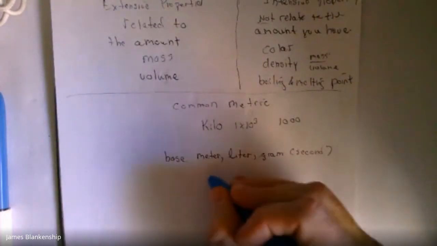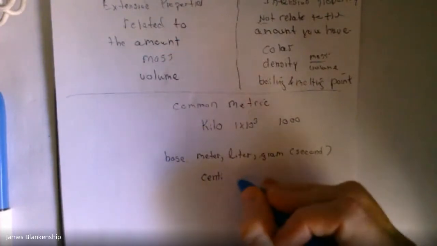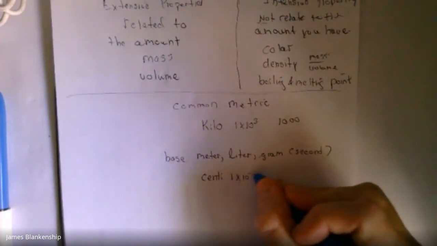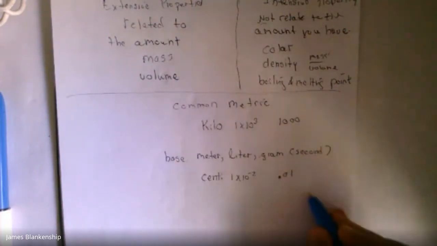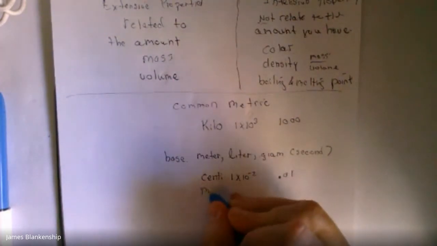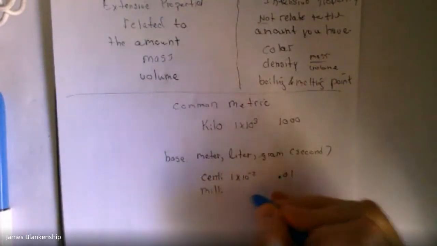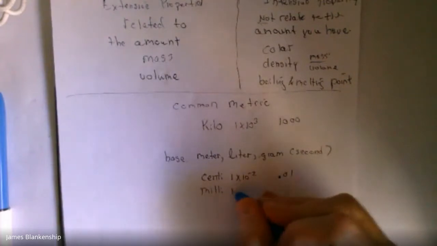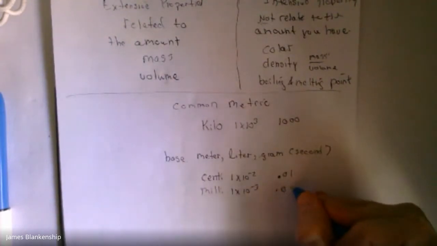And then we can have a centi. That means 1 times 10 to the negative 2, which could be written as 0.01. You can have milli, which you've probably heard of milli as in millimeters or milliliters. That's 1 times 10 to the negative 3, which is 0.001.